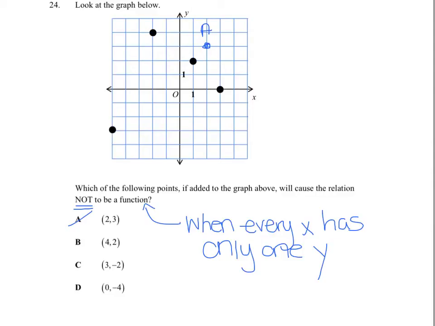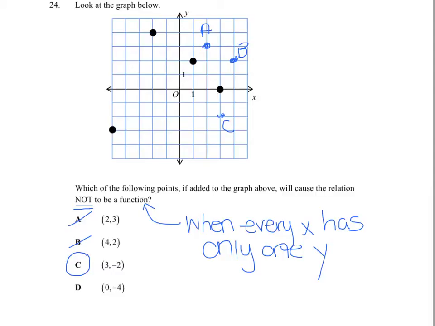Next I'm going to do B, which is 1, 2, 3, 4, and up 2. So that's right here, that's B. There's no other points when x is 4, so that won't work either. Because we're looking for what's going to make it not a function. If I go over 1, 2, 3, and down -2, C is going to be right here. And we can see that when x is 3, there are 2 points. And so if I inputted 3, it wouldn't know whether to give me 0 or -2. So this point C makes it not a function.